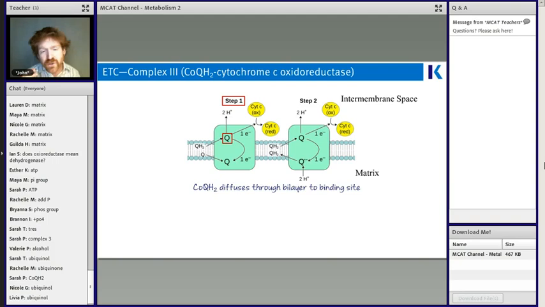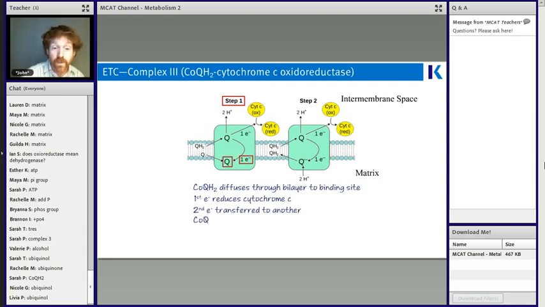Secondly, it actually transfers its electrons back to another molecule of ubiquinone. And so notice your second step, well, first electron, of course, goes to cytochrome. Second electron, though, goes back to another ubiquinone, which we can eventually turn back into ubiquinol, which we will soon, and we'll show you how that works. So it's kind of a recycling process. One electron reduces cytochrome, the other one loops back to your ubiquinone.